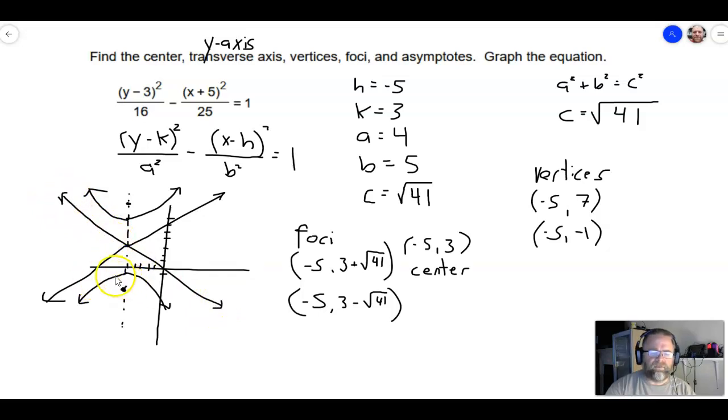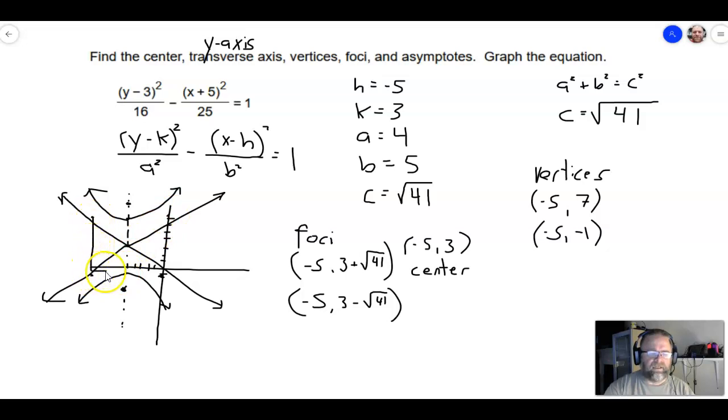Now the way we find these is we make a rectangle. This is finally where we use the B. The B helps us with the rectangle. It tells us how many units to go in the non-transverse axis direction. So we went up 4 units here, and B is 5, so that means we're going to go 5 units this way. So this will bring us right here at y equals 0, up here. And then if we go 5 units this way, we're going to be somewhere over here.